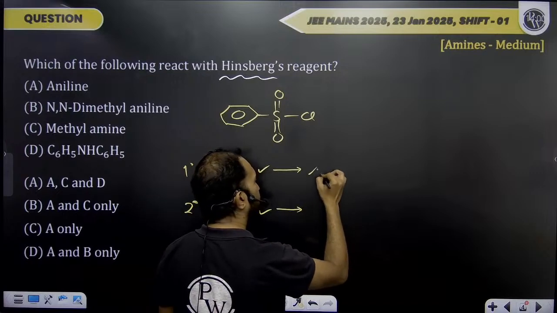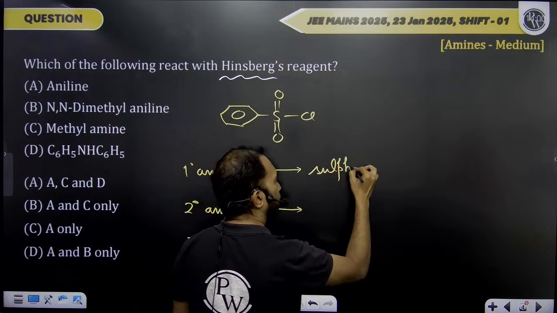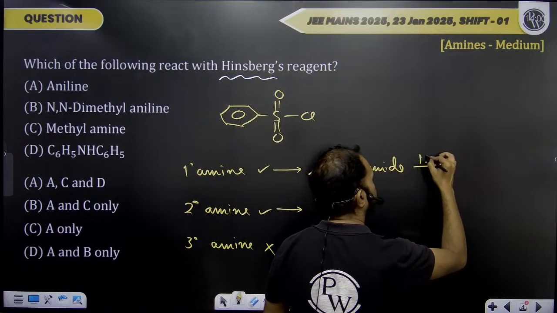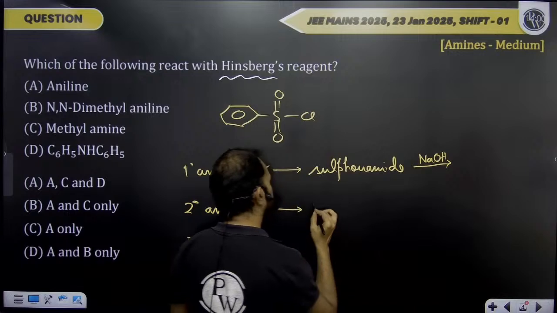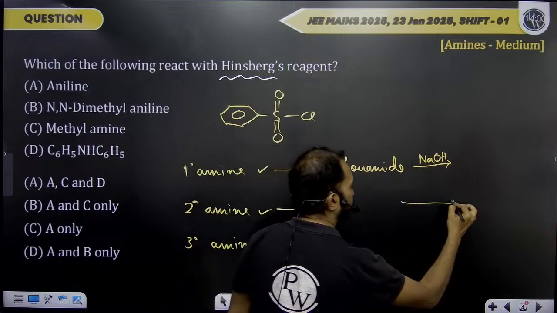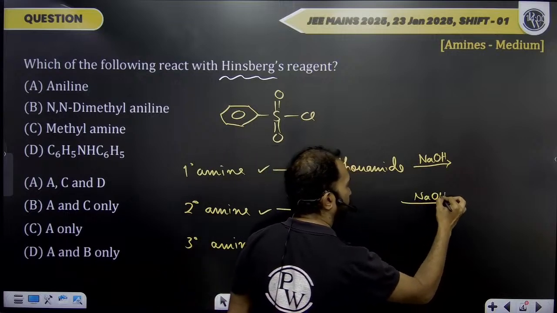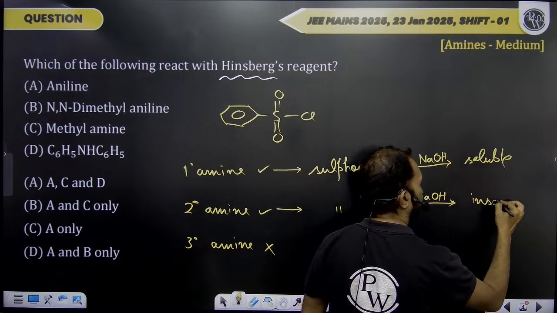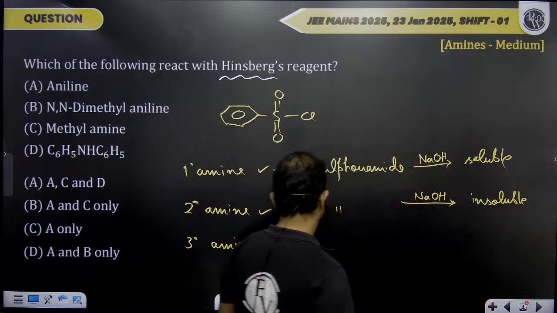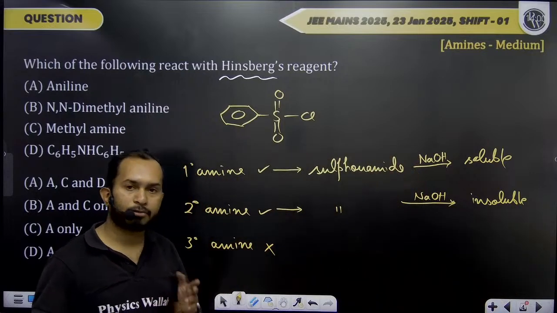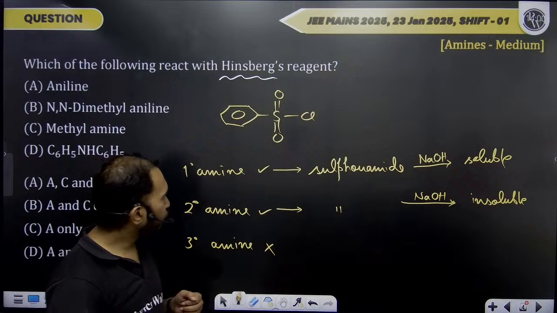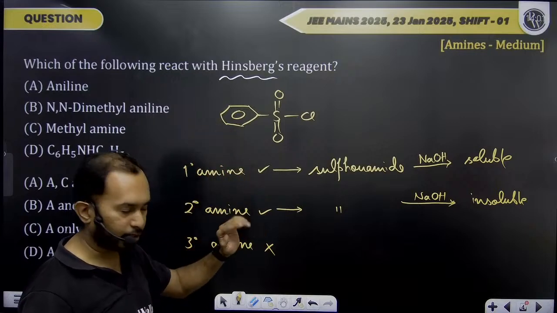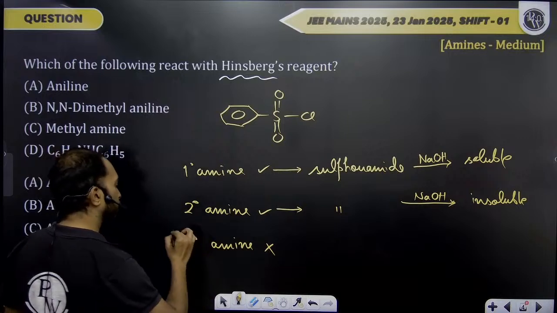Now, the sulfonamide produced in the 1 degree amine case is soluble in NaOH. But in the case of 2 degree amine, the sulfonamide which is produced is insoluble in NaOH. This will be soluble, this will be insoluble. And 3 degree amines won't even react with Hinsberg reagent. So this Hinsberg test is used to differentiate between 1-degree, 2-degree and 3-degree amines. So we know that 3-degree amines do not react with Hinsberg reagent.